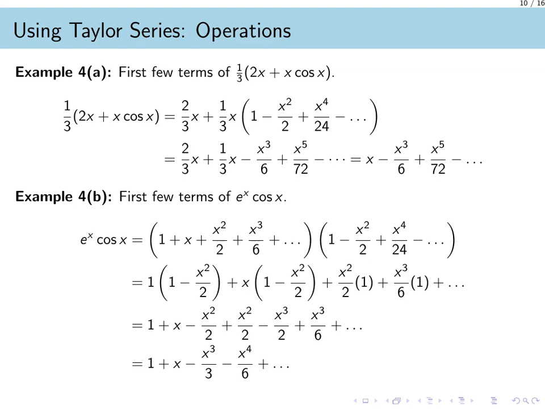The second example demonstrates multiplication. To find the series for e to the x times cosine x, we write out the first few terms for each function. We then multiply them together, just as we would with two long polynomials, carefully distributing and collecting all terms with the same power of x. You can build new Taylor series from existing ones simply by performing ordinary algebra on the series themselves.